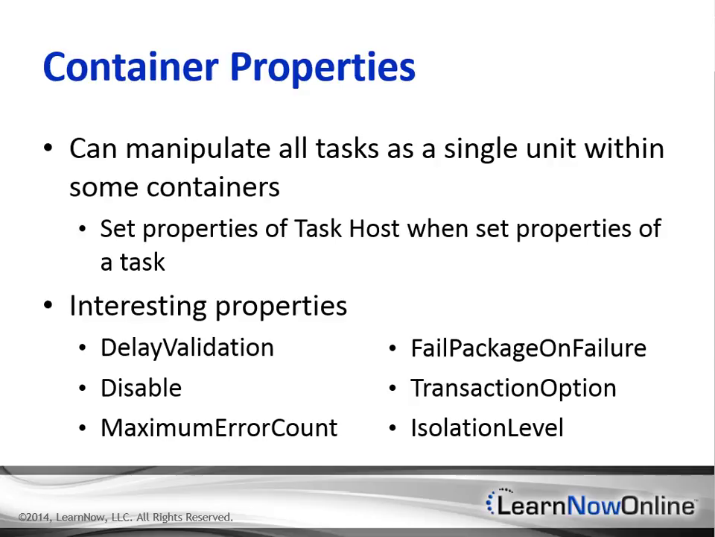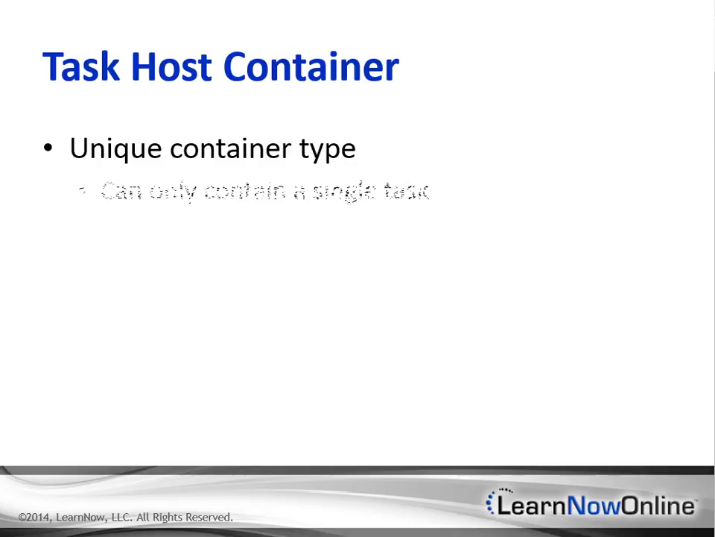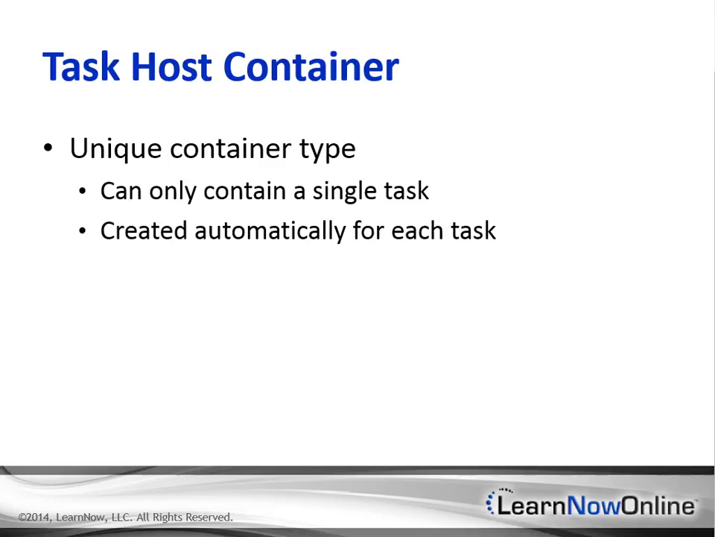Okay, so that's a high-level view of the containers that are available. Now I want to start diving down into some of the details of these individual containers. And the first one that I want to talk about is the task host container. This container is unique among all the containers in that it can only contain a single task, and Integration Services creates one of these containers automatically for each task that you add to the control flow.